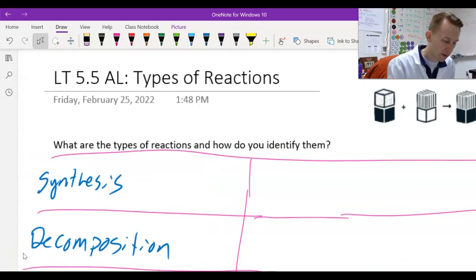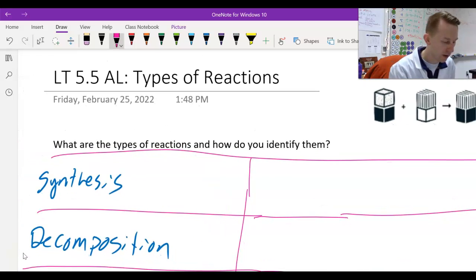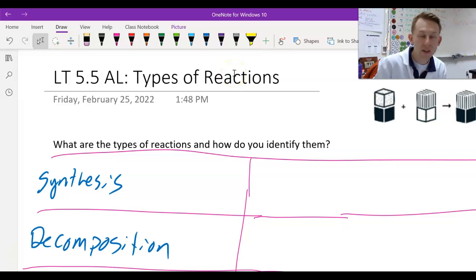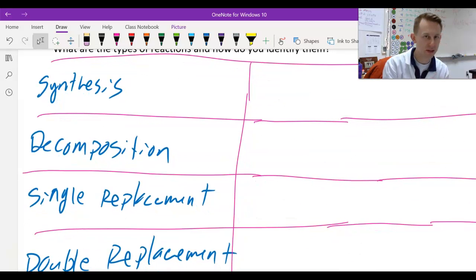So this is your video notes on learning target 5.5 at the approaching level, which is all about the types of reactions. Now, this video is just to get you the main idea of what the 5 different types of reactions are. If you already know those, feel free to skip this video and go on to the next one, where we get into predicting products. But if you don't know what synthesis, decomposition, and so on are, this is what this video is for.